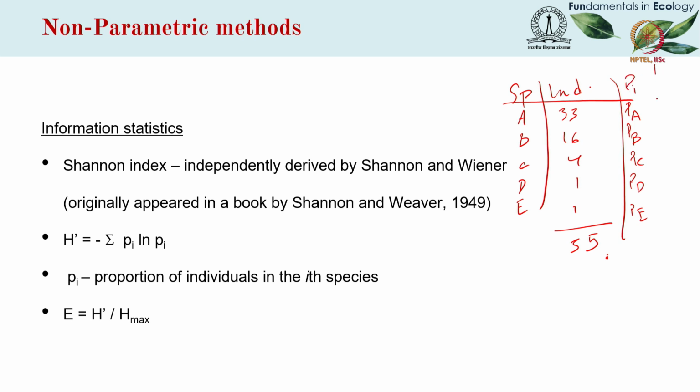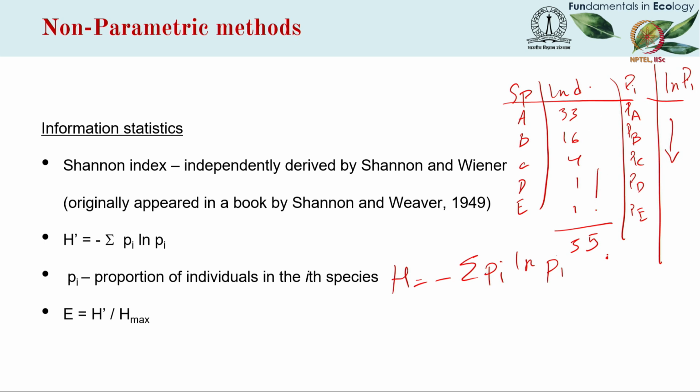That's Pi, and then I can calculate log of Pi, and so on. And eventually, once I've calculated all of these, I would sum Pi log Pi. Since these are proportions, these will be negative, and to get a positive number, we take minus sigma Pi log Pi to get our Shannon's index. Now, the Shannon's index is going to be affected by the number of species that I have. So, as the species richness increases, I will have a higher Shannon's index.